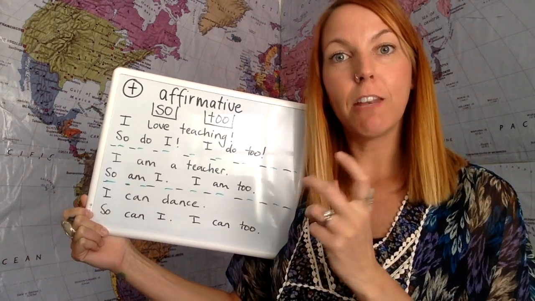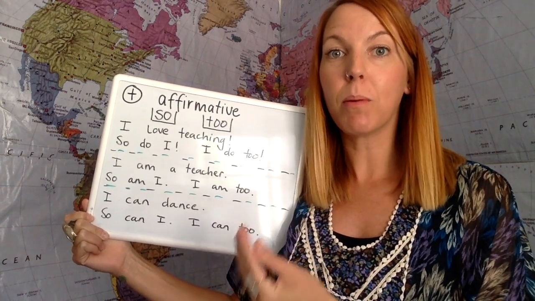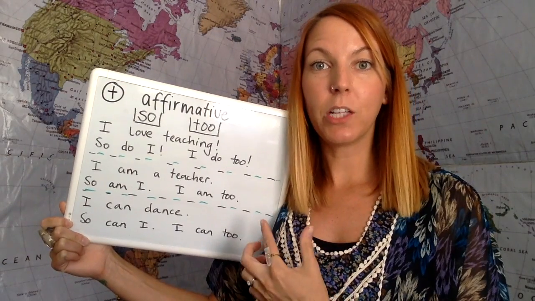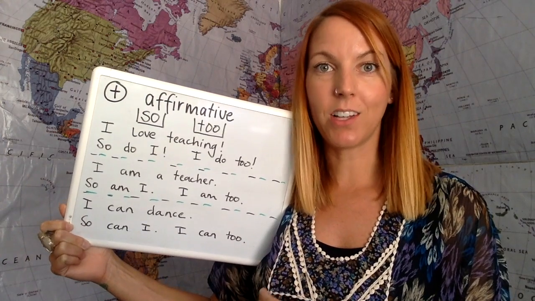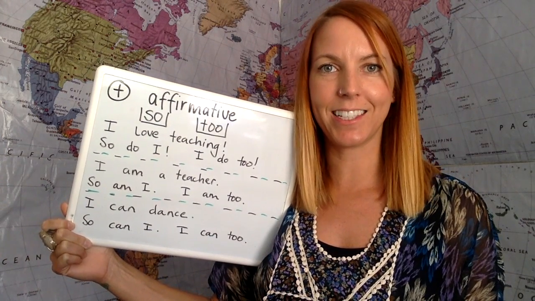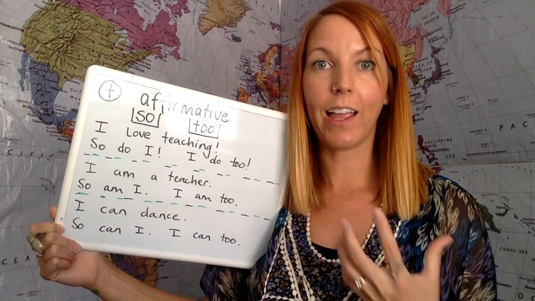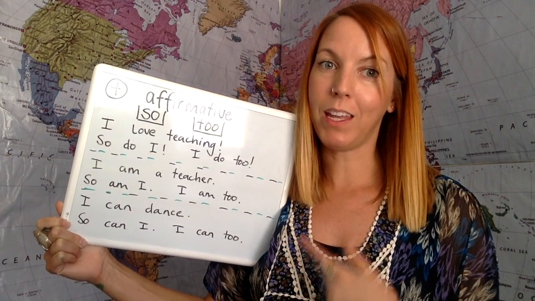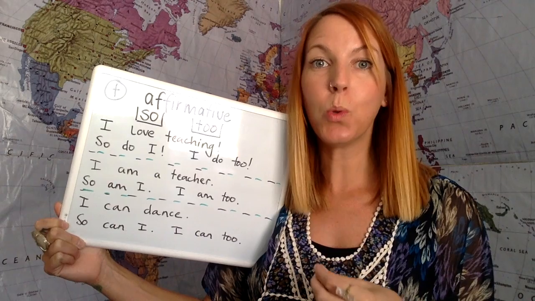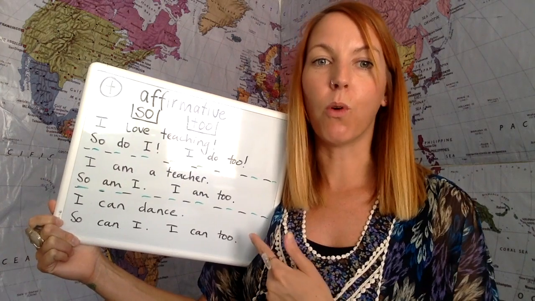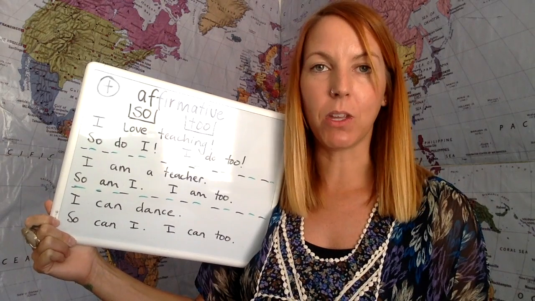So also forces inversion, which means the verb must come before the subject. So do I. The verb or auxiliary used in this sentence is going to depend on the main verb used in the sentence. For all main verbs, like love, we're going to use the auxiliary do. So do I. I do too. However, when we have the verb to be, I am a teacher, we're going to use the verb to be in the addition. So am I. I am too. The same is used for auxiliary verbs. I can dance. Can is the auxiliary, so can is going to be used in the additions. So can I. I can too.